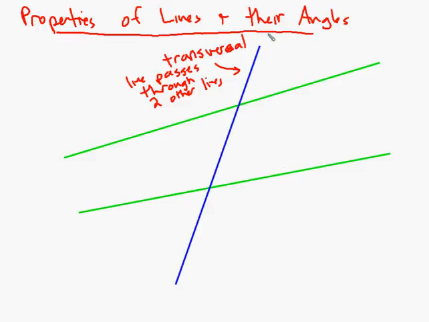So what's this line that's passing through these two lines? The transversal. We'll call it T. And we'll call this line L and line M.